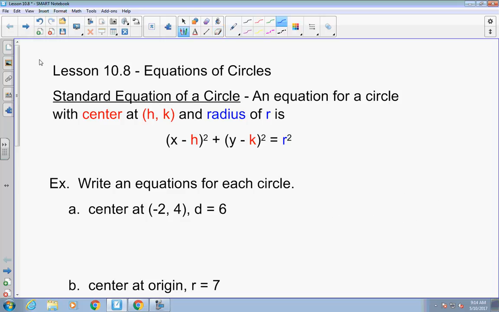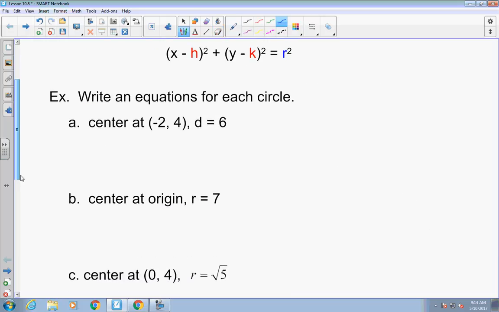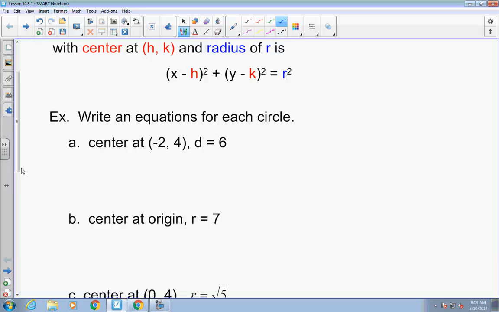All right. So a couple of questions here. It says write an equation for each circle. Right? I should have an S there, right? Write an equation for each circle. Okay, it gives me the center, which is -2, 4, and it gives me the diameter. Okay, this center is my h, k. My diameter is 6, so what does that make my radius? 3. And so then all I have to do is take this information and plug it into this formula.